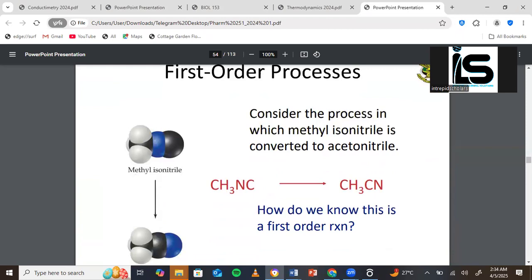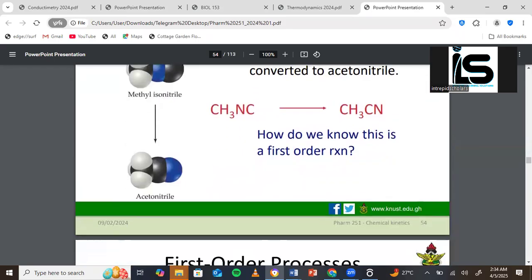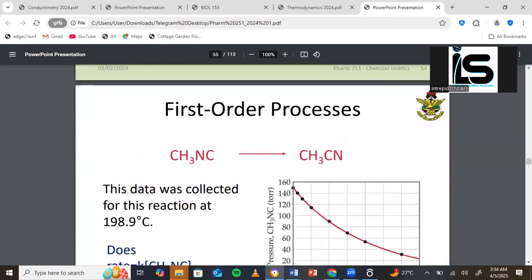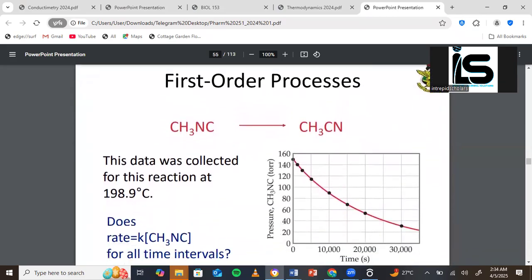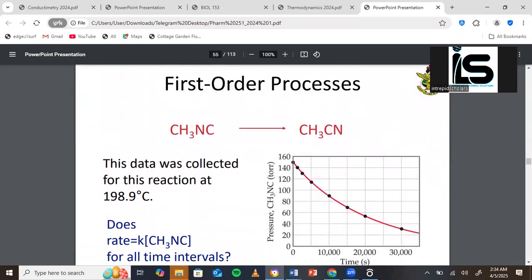Now, this is a reaction. Consider the process in which methyl isonitrile is converted to acetonitrile, right? How do we know this is a first order reaction? Now, the first way that we used to determine the first order reaction was not in the integrated rate law. It was in the differential rate law. And there, we had different experiments with the initial rates, and then we used inspection to deduce the rate order, the order of reaction.